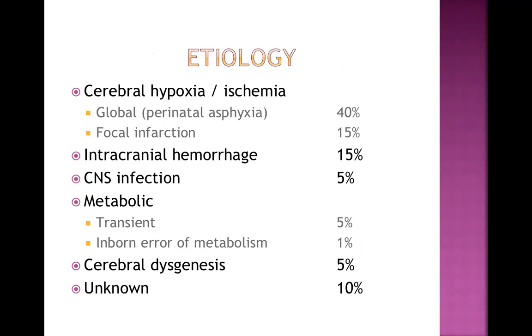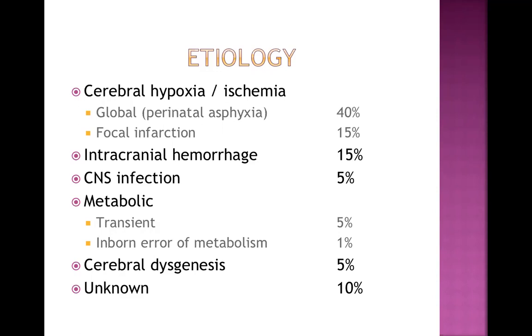What are the etiology or causes of neonatal seizure? The common causes are shown there. Among all, the most common cause of neonatal seizure is cerebral hypoxia or ischemia. We can also use the term hypoxic ischemic encephalopathy or HIE for this. Out of them, the global one, also known as perinatal asphyxia, comprises almost 40%, and focal infarction, because of focal ischemia in some part of the brain only, comprises around 15%.